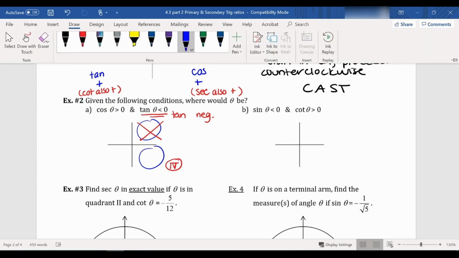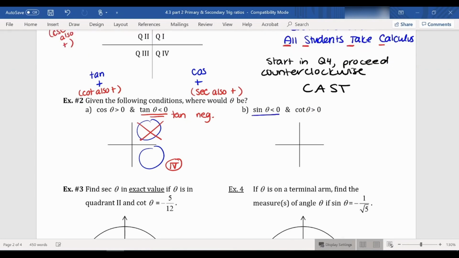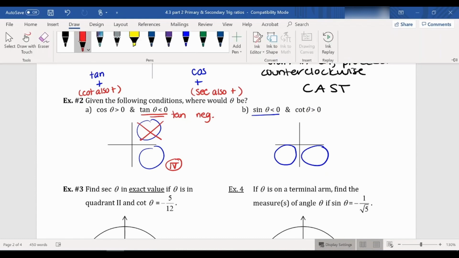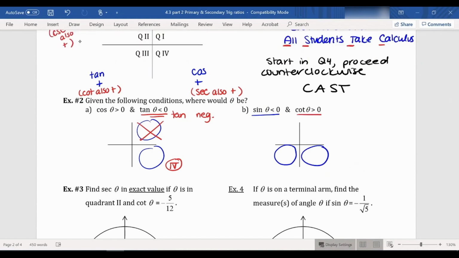If you'd like to pause here to try the next one on your own, you can. Otherwise, you can proceed with us. The next one, sine is negative. This means we must be in either quadrant 3 or quadrant 4. And then we have that cotangent is positive. So if cotangent is positive, that means tan theta is also positive, which would mean we are in quadrant 3 because tangent is positive in quadrant 3, but not in quadrant 4.